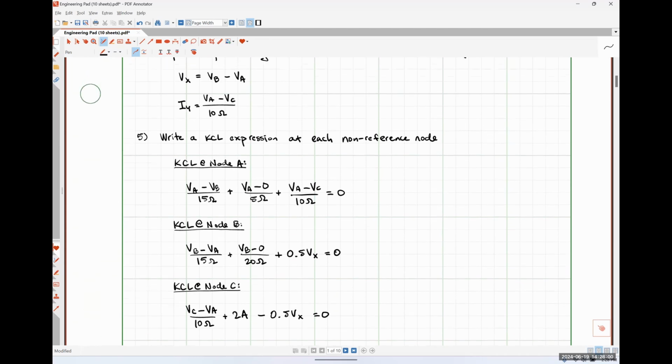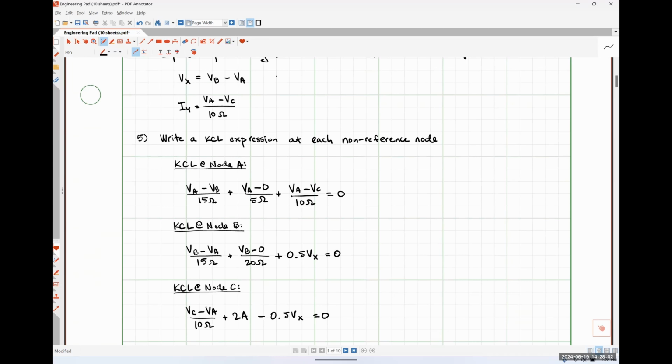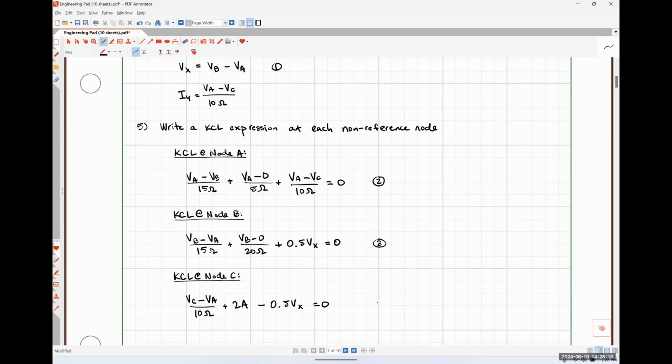So let's count some things here really quickly. Okay, so we have this equation for Vx. I'm going to call this equation 1. We have this equation for KCL at node A. That's equation 2. This equation for KCL at node 3, or excuse me, node B, which is equation 3. And lastly, this fourth equation for KCL at node C. So we have 4 equations and we have 4 total unknown quantities, VA, VB, VC, and VX. So this is enough for us to set up a system of equations.